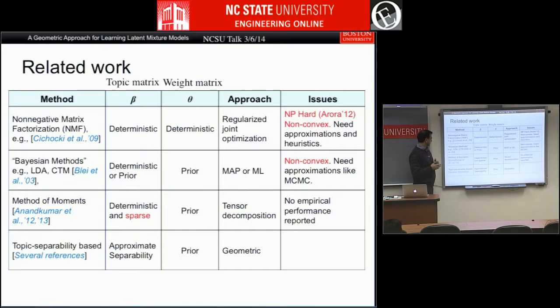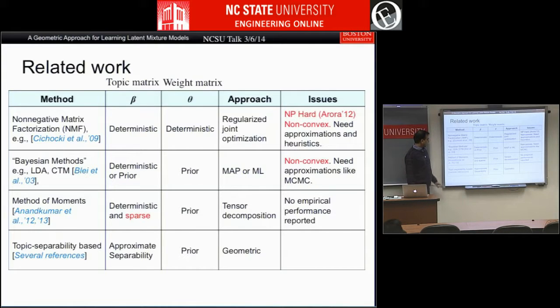Then another line of work is what is called the method of moments. What you do is a tensorization of this beta theta. You take a second order tensor, a third order tensor, and then do an SVD, and then figure out beta and theta. Now that works, but it requires some kind of strong priors on the theta matrix in order to guarantee that you do recover these things. More importantly, for a machine learning researcher, they do not really report how well it does on real-world examples. Our focus is on the last line here.